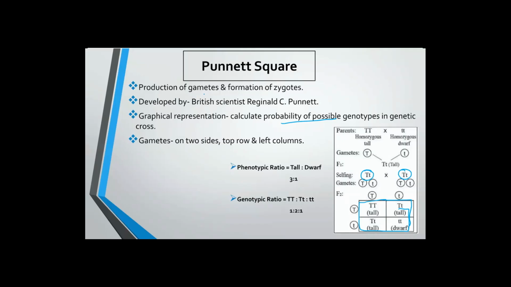Production of gametes and formation of zygotes can be calculated by the Punnett square. It was developed by a British scientist, and under his name it was named Punnett square. The gametes are written on the top row as well as the left column, and they are crossed, and in each square we write the progeny genotype.